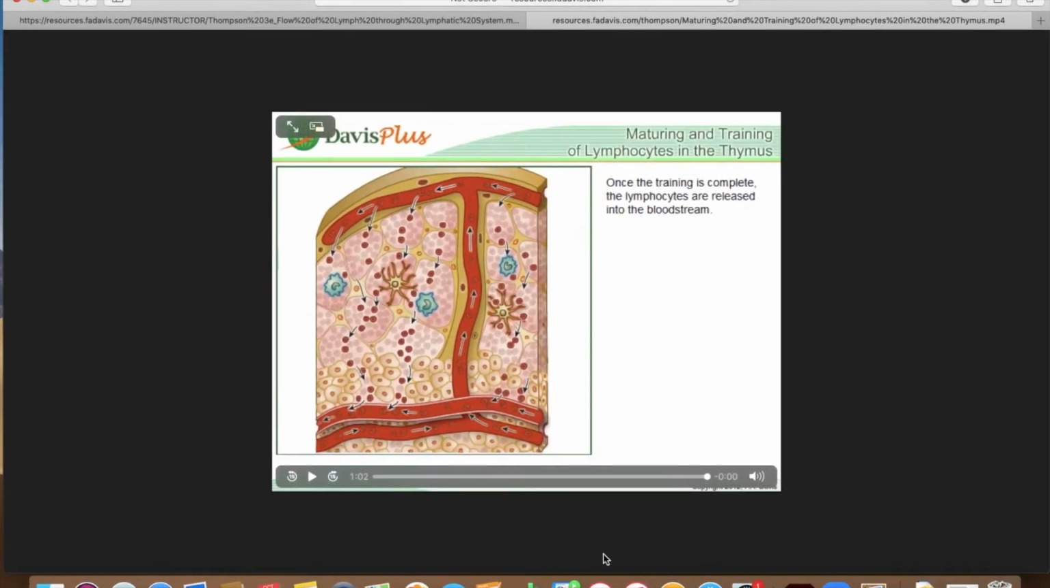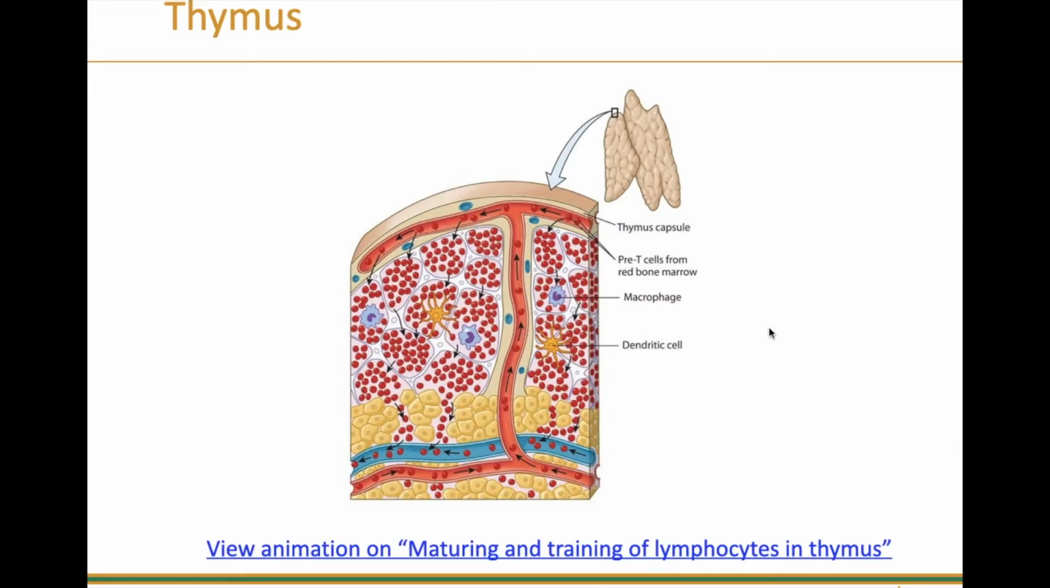Alright, so the thymus helps with the maturation of these lymphocytes. So the lymphocytes are produced in the red bone marrow, then they're sent to the thymus. Once inside the thymus, they encounter macrophages and dendritic cells. This trains them to distinguish between the cells of the host body and foreign cells, because if it attacks the host cells, that's not good.